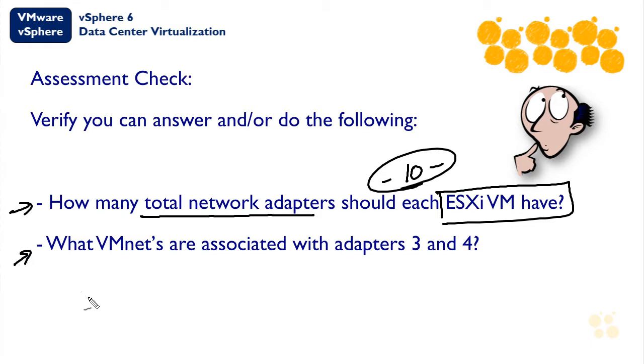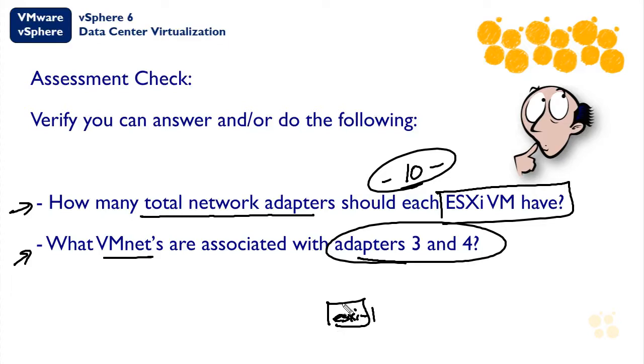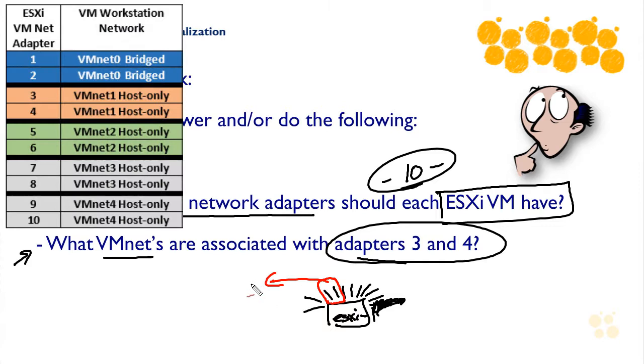Question number 2, what VMnets are associated with adapters 3 and 4? So if this is ESXi1 and it's got its 10 network adapters, regarding adapters 3 and 4, what VMnet should those 2 network adapters be associated with? Based on our table that was in this nugget, the VMnet that those 2 should be associated with is VMnet 1. And we're going to be using that network later in this course for the benefit of network-based storage.